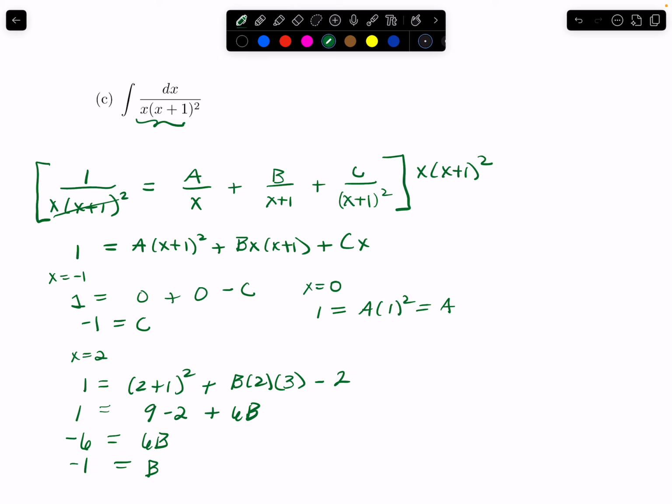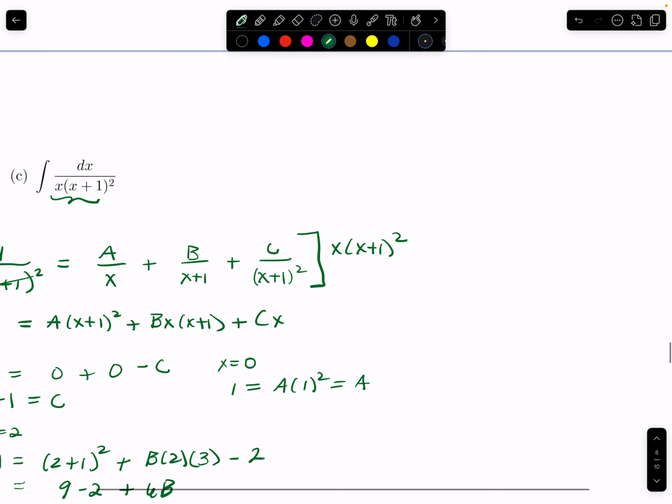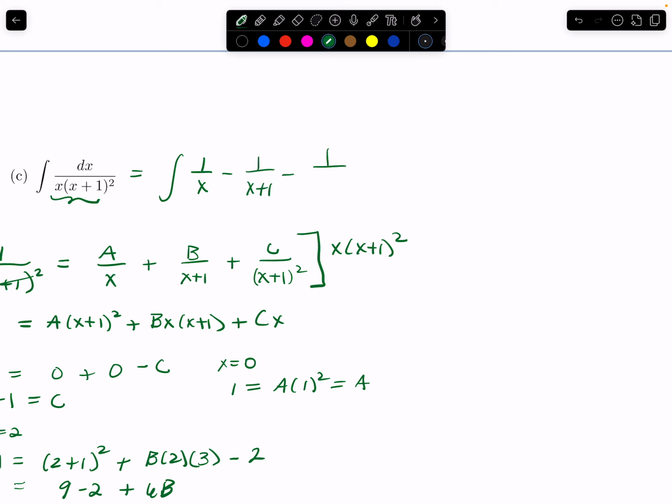Nice. Okay, so this becomes the integral of 1 over x, minus 1 over (x + 1), minus 1 over (x + 1) squared, dx. And that's pretty straightforward. The first one is going to be the natural log of the absolute value of x, minus the natural log of the absolute value of (x + 1). And this one right here becomes plus 1 over (x + 1). You do a little u-sub on x + 1, and you get minus u to the -1, so it cancels out that minus. Plus C. Good stuff.